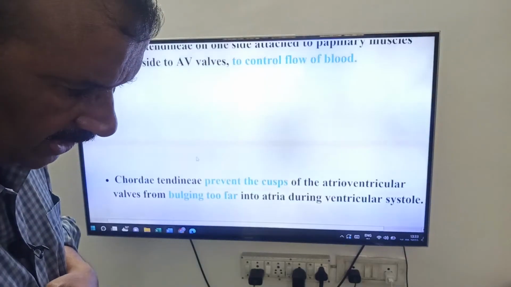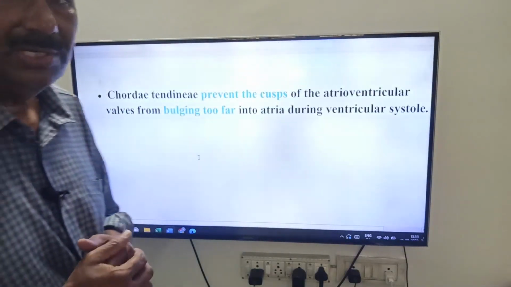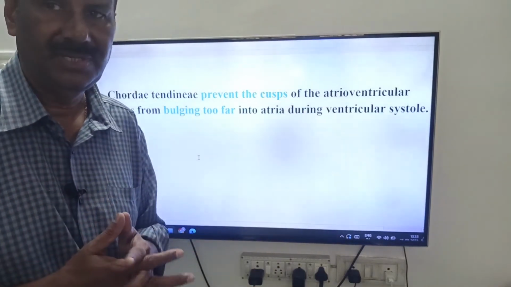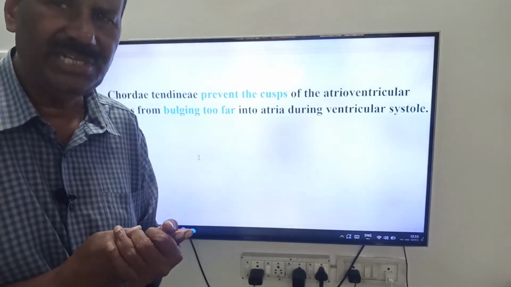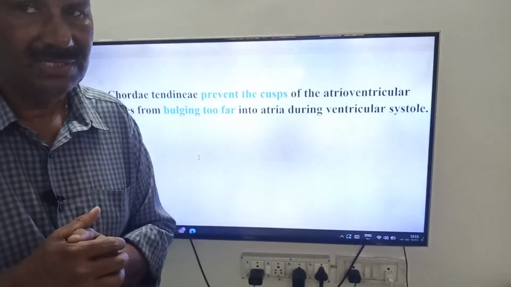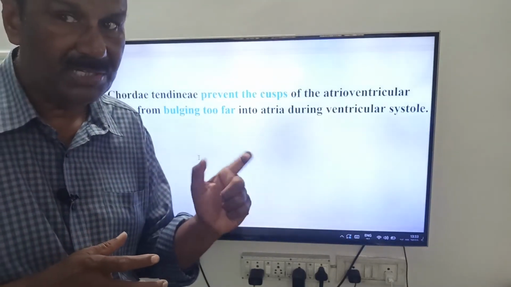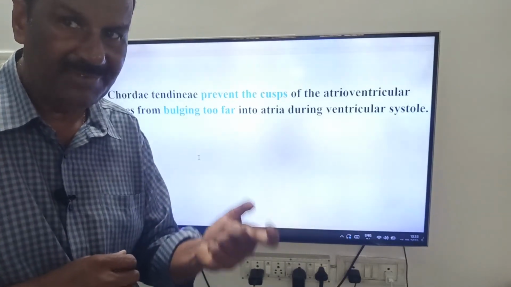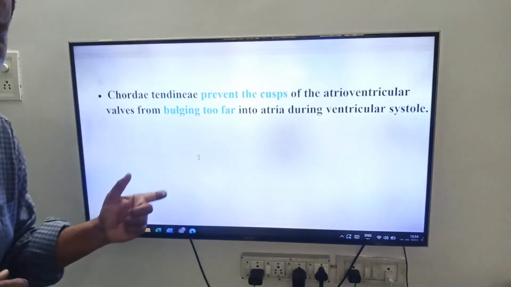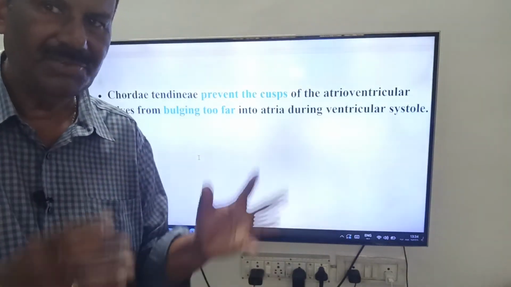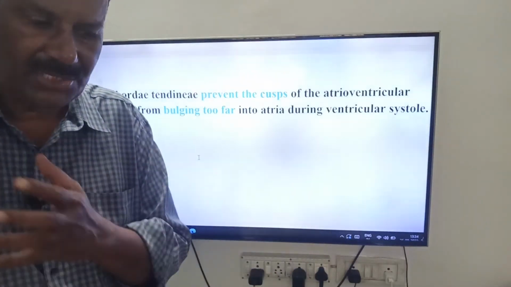Okay friends, now see one more. What is another function of the chordae tendineae? The chordae tendineae prevent the cusps... You know friends, the tricuspid valve has 3 cusps, the bicuspid valve has 2 cusps. These two are called AV valves. Friends, the tricuspid valve is present between the right atrium and right ventricle. The bicuspid valve is present between the left atrium and left ventricle. It is also called the mitral valve.